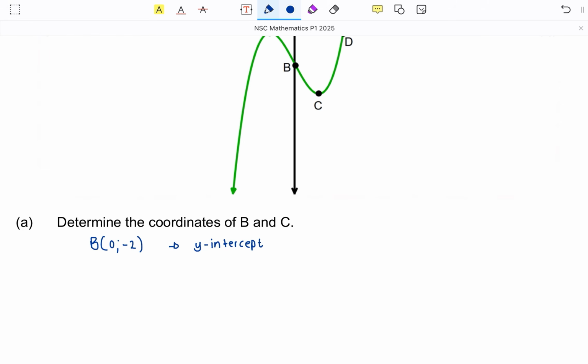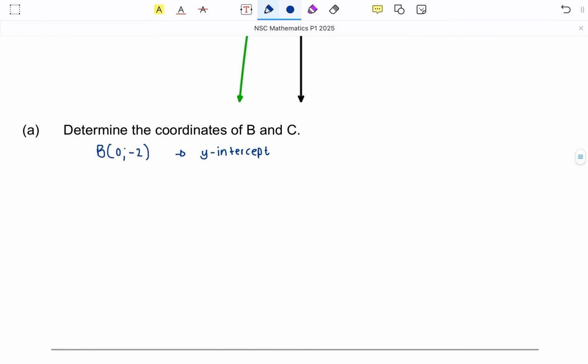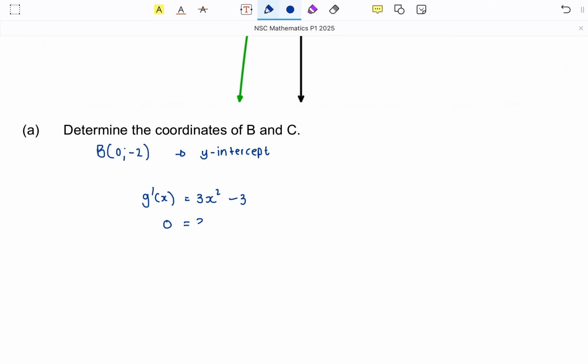For C, a stationary point, we need to get the first derivative of the equation, and then we need to equate that first derivative to 0. So if we want to get the first derivative, we are going to multiply the exponent with the coefficient and then subtract 1 from the exponents. And then we are again going to multiply the exponent with the coefficient and then subtract 1 from the exponents. So this leaves us with the first derivative's equation. Then we have to equate that to 0.